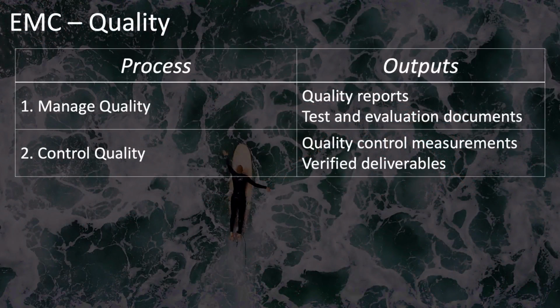The manage quality process has as its primary outputs quality reports and test and evaluation documents. Control quality has as its outputs quality control measurements and verified deliverables.